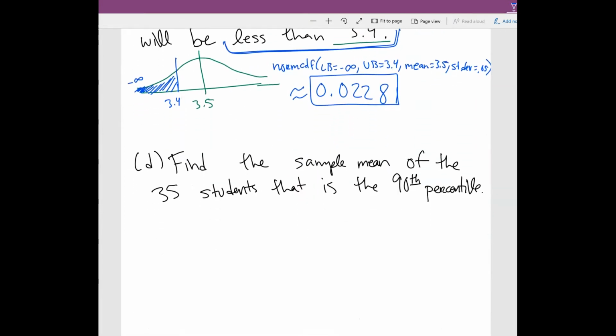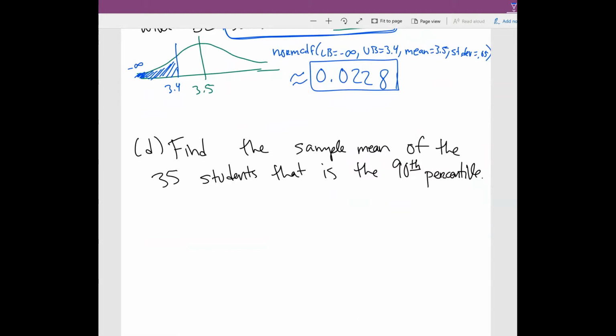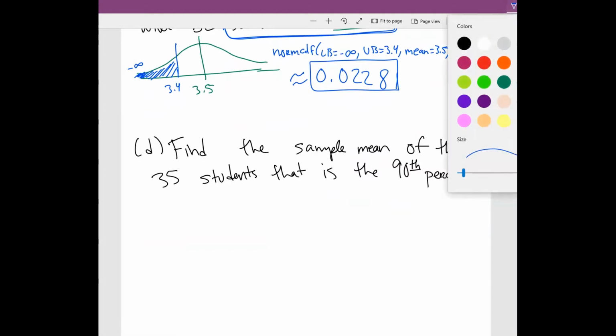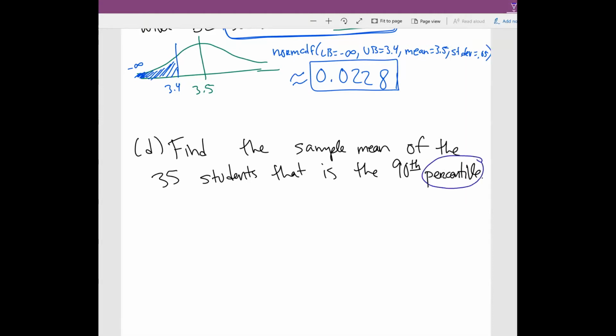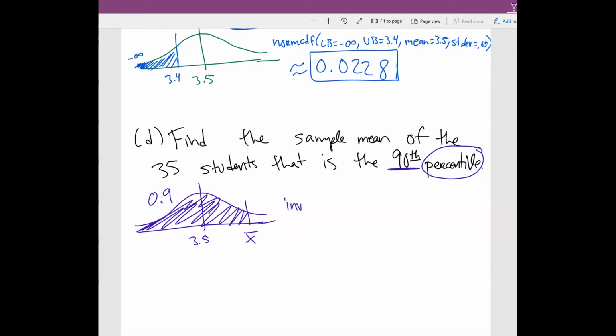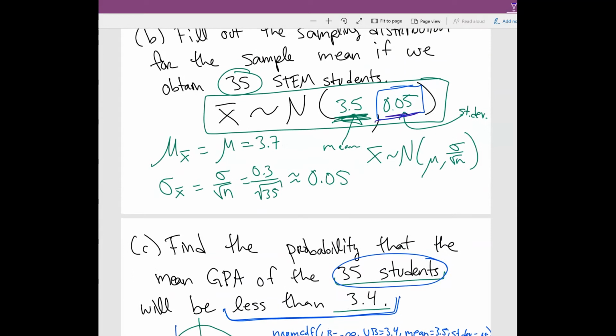Now let's do the last problem. Find the sample mean of the 35 students that is the 90th percentile. Notice here the key word is percentile. When we look at percentile, what we're looking for is inverse norm. If you want to look at it in a picture, the mean is 3.5. We're looking for what sample mean will give me 90% below it, so 0.9. So we're going to use inverse normal. The area to the left is 0.9. My mean still hasn't changed, it's still 3.5. My standard deviation, if we go back up, is going to be 0.05.